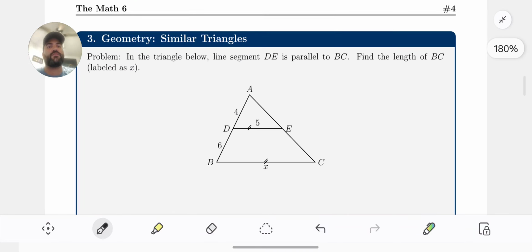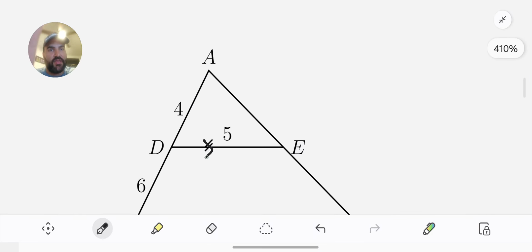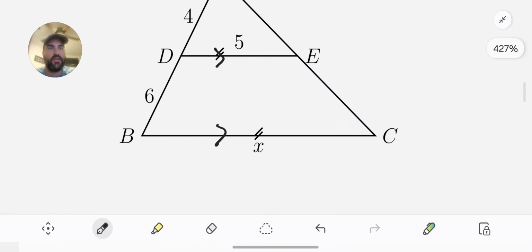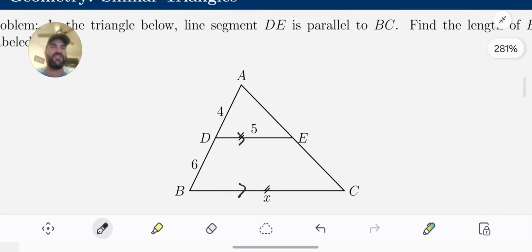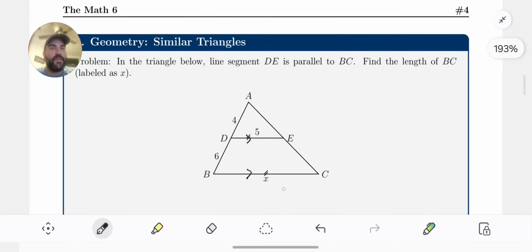All right, the next one we got is geometry. Similar triangles. In the triangle below, line segment DE is parallel to BC. Cool. Usually that symbol is the arrows. I don't know why they did the ticks. Find the length of BC. So BC has the x on it, so they want us to find that x.